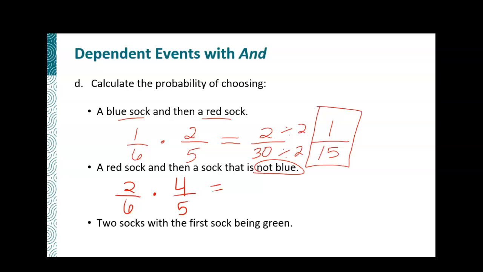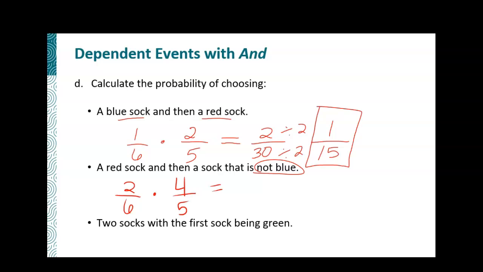But out of those 5, how many are not blue? Well, there's 1 blue, so how many are not blue? 4. For the second event, you have to remember, you have to pause and think, what already happened? How does my sample space change? Okay. And then we just go across.